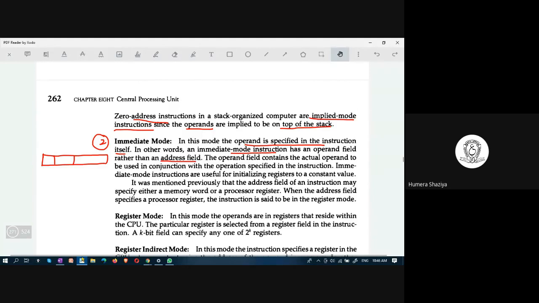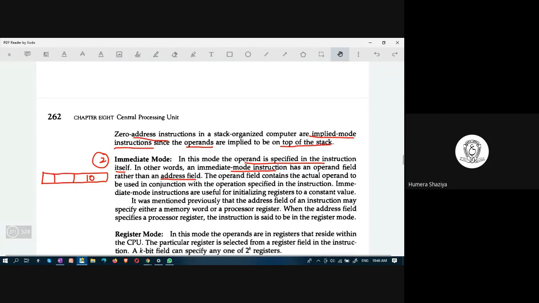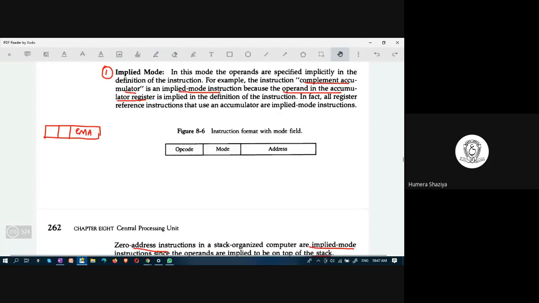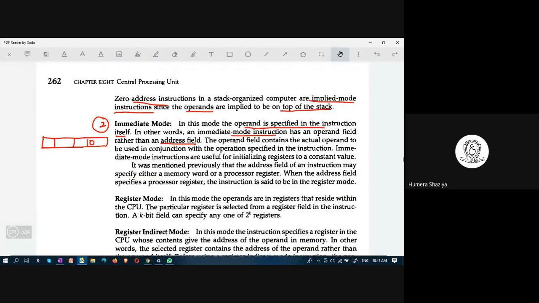Yes, ma'am. In immediate mode, the operand value will be in the instruction. Here, suppose the operand is 10. 10 will be directly placed in the instruction. Address will not be placed here. You place the operand directly in the instruction field. This is immediate mode. In the first type of mode, implied mode, there is no address, there is no operand. There is just the operation. For example, CMA. That itself has the meaning that there is an operand stored in the accumulator. In the second case, there is an operand stored right in the instruction.